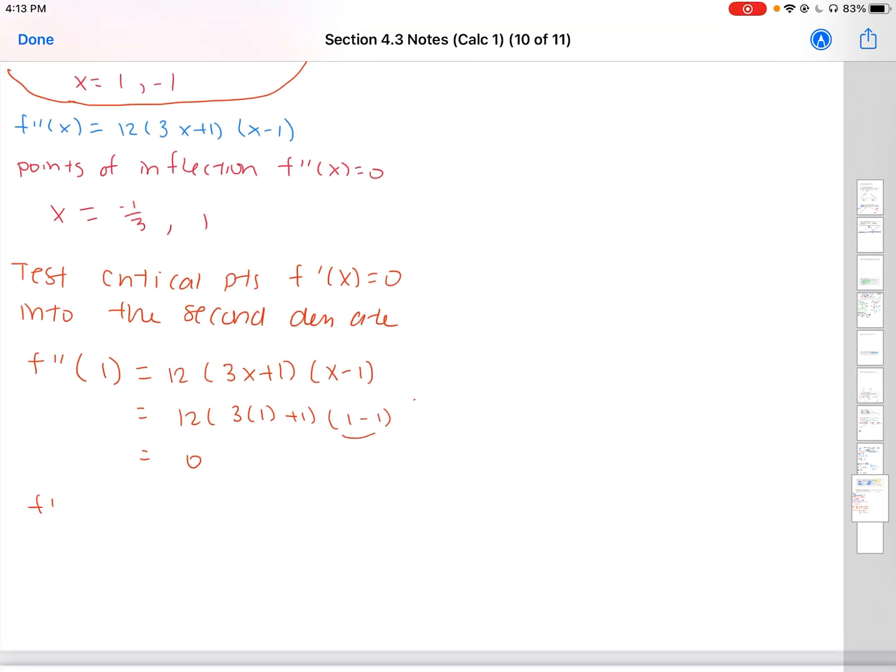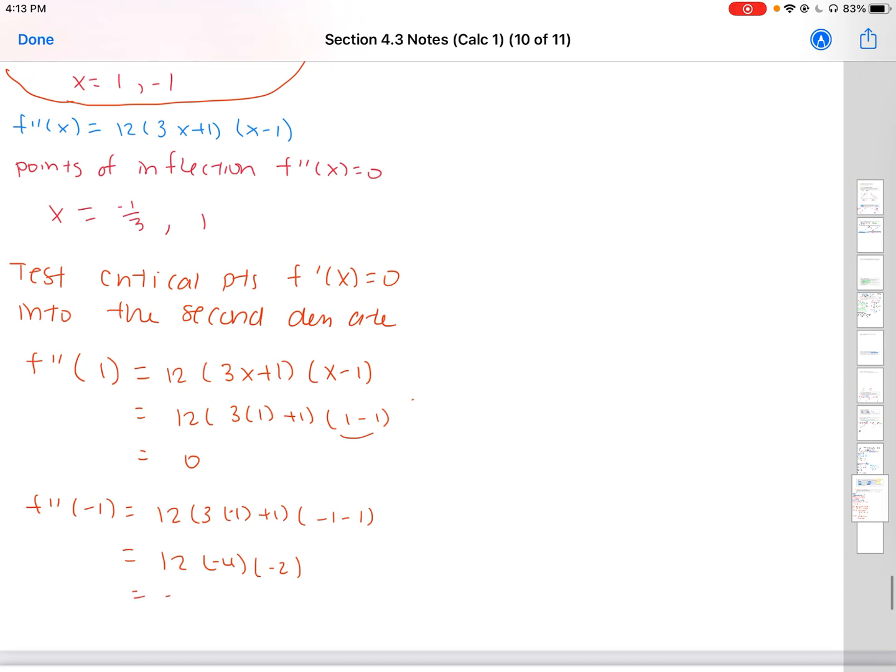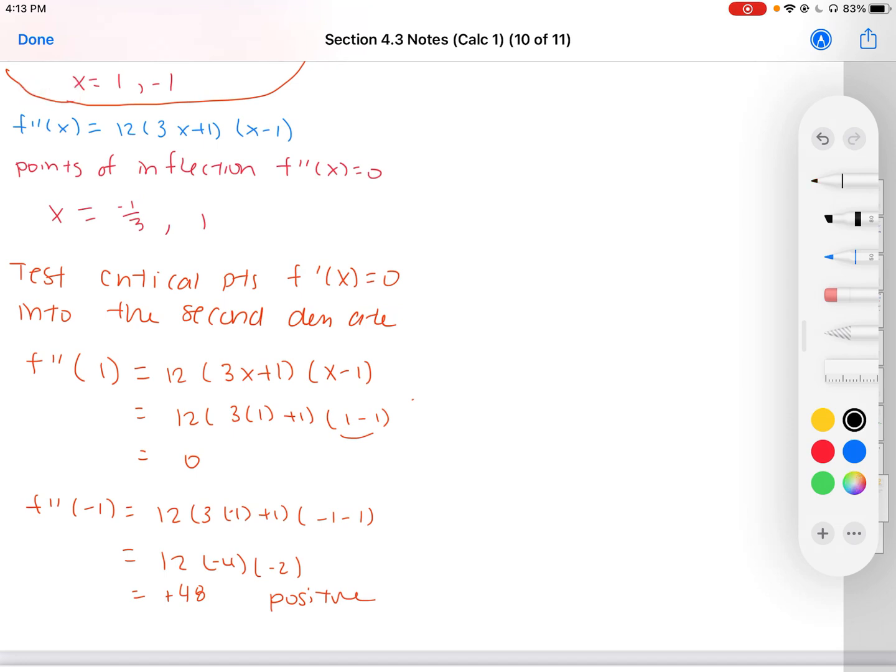We plug in negative 1 into our second derivative. We have 12 times 3 times negative 1 plus 1 and negative 1 minus 1. We're left with 12 times negative 2 times negative 2, a negative times a negative, same mistake I made before. We get positive 48. So it's positive. So what do we get from this? This one, at 1, is inconclusive.